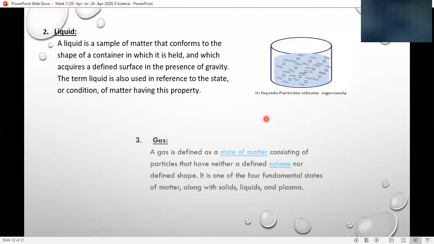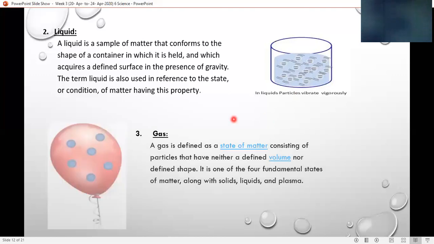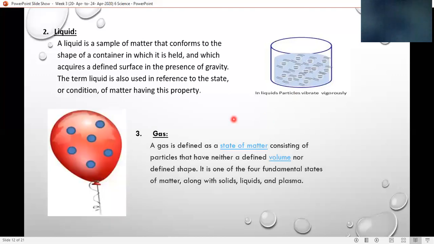But what about gases? Gases are a state of matter with particles very far away from each other, so there are many spaces between them. You can see more spaces than in the liquid and far more than in the solids. It also takes the shape of the container it lies in. For example, in a balloon, the gas is in the shape of the balloon.